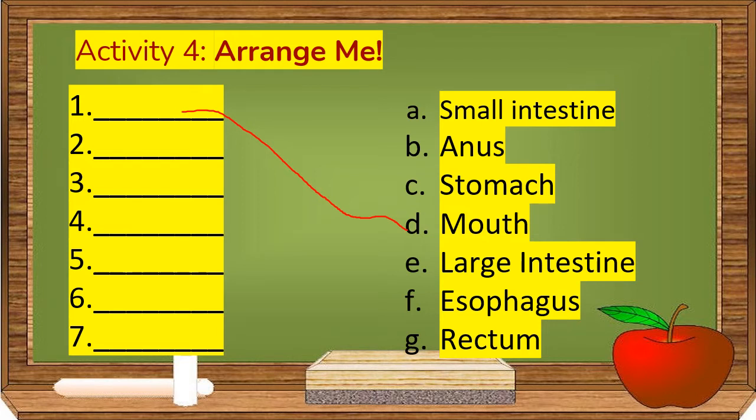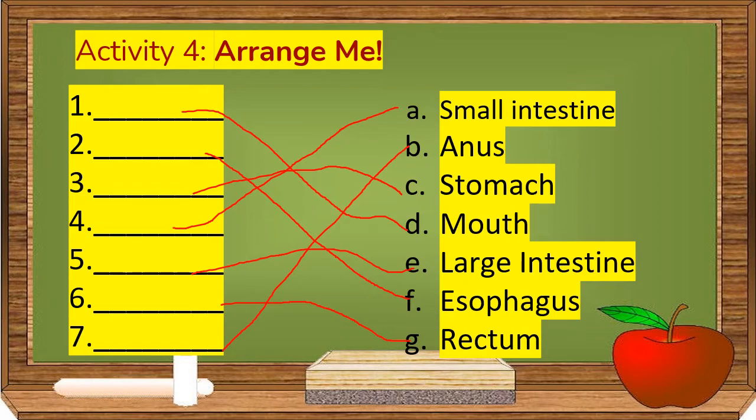Then, for the second, is the esophagus. The third, from esophagus to the stomach. Number four, from stomach to the small intestine. For number five, that is the next destination, it's the large intestine. For number six, it's the rectum. And number seven, anus.